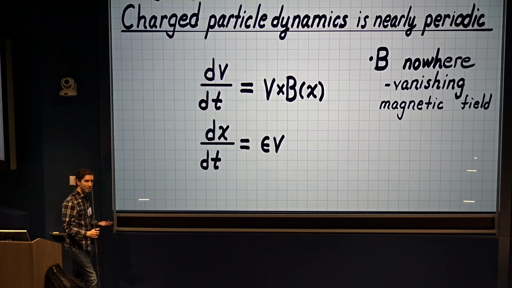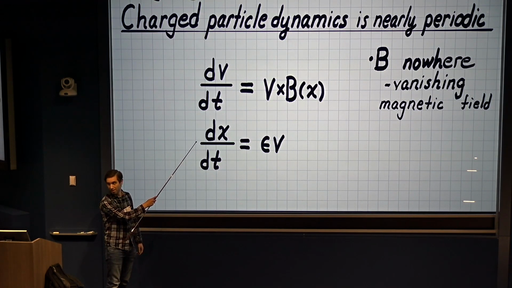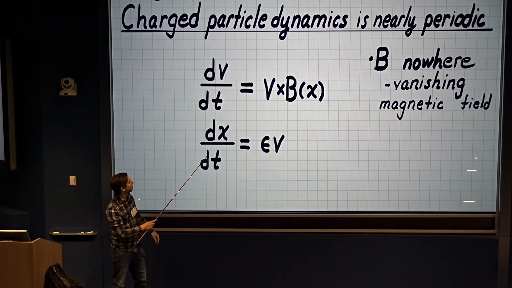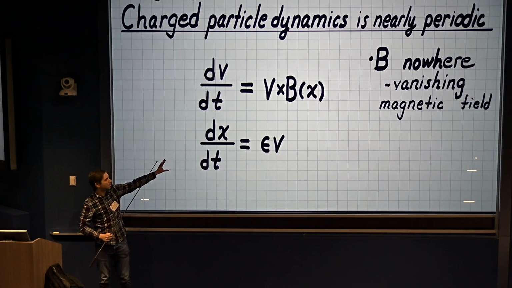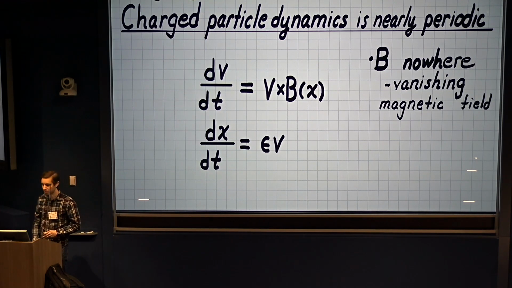The example of this type of system that we all care about in this room is charged particle dynamics. So here I'm forgetting the electric field and effects of relativity. But you can see the way I've written it here, when you send epsilon to 0, all that happens is that the position of the particle remains fixed and the velocity spins around the magnetic field vector at that particle's position.